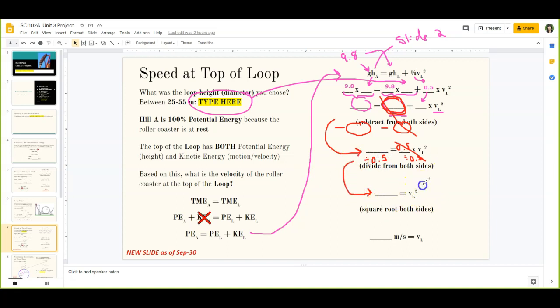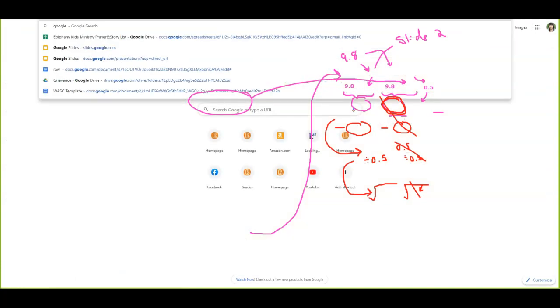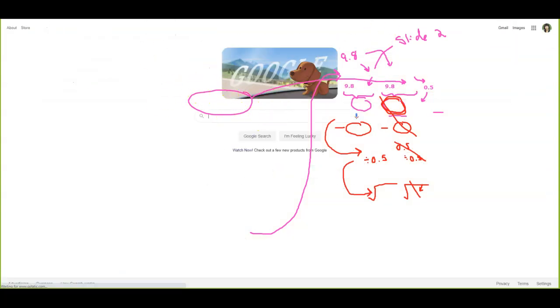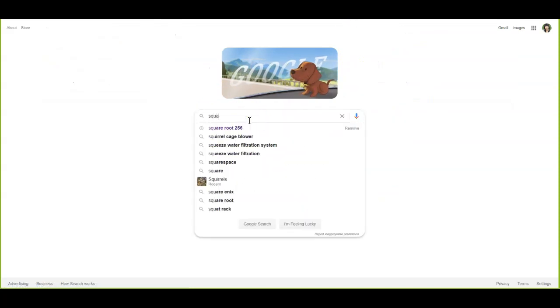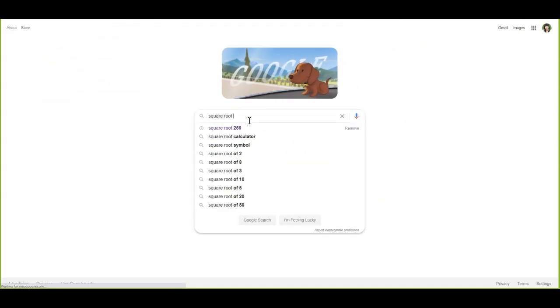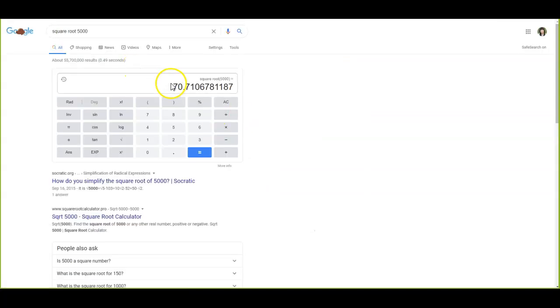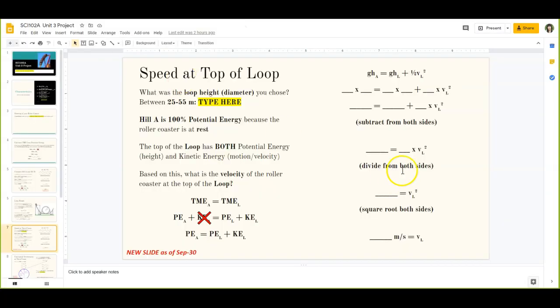Finally, remember we do need to get rid of this exponent, this squaring, and the way you get rid of squaring something is you square root it. If I square root this, it gets rid of the exponent, but whatever I do to one side, I also need to do to the other side, so square root the other side. Remember, the easiest way to do a square root is to go to google.com and just enter square root of whatever your number is. So if your number is 5,000, the square root of 5,000 would be 70.5. That's how I recommend doing it. Otherwise, you can do it with your calculator. And that will give you your speed at your top loop.